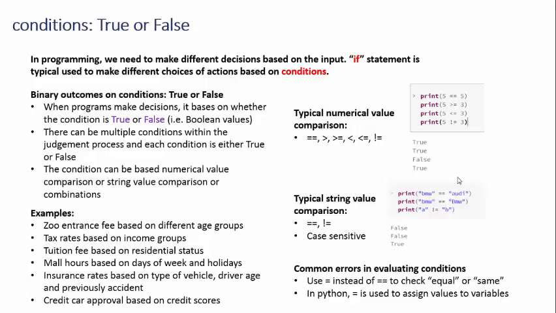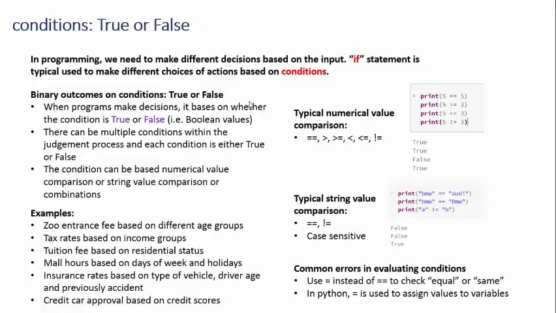Before we go to the if statement in more detail, let's focus on the conditions. The computer program actually makes decisions based on evaluating the conditions, and the conditions can have two outcomes, basically true or false. Based on whether the condition is true or false, the program is going to make different decisions.